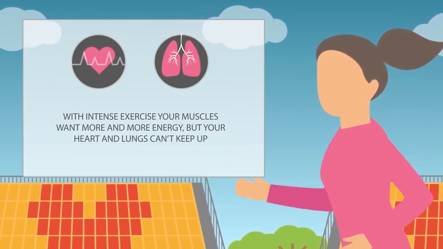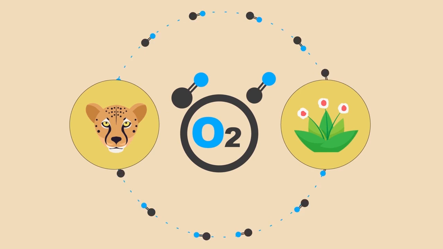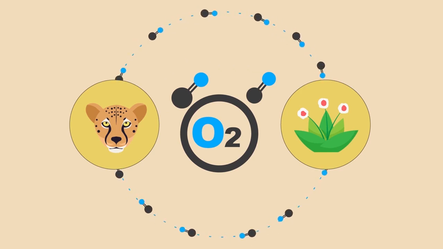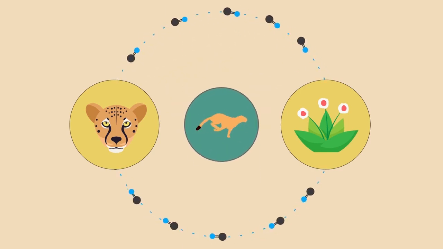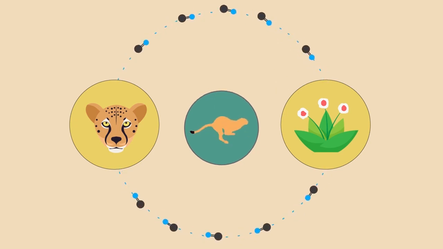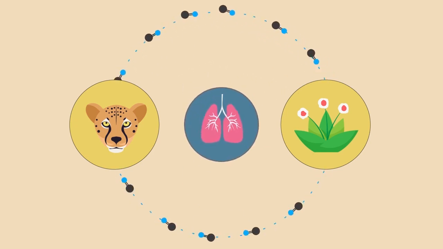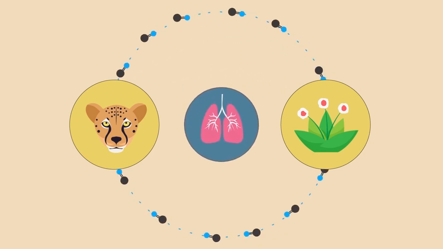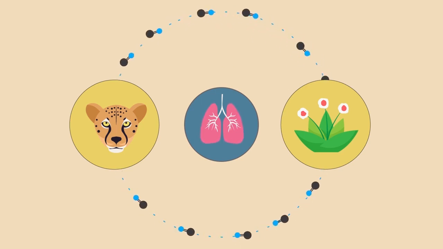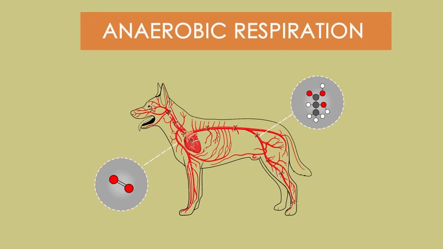No. Sometimes animals and plants can't get enough oxygen to respire aerobically, such as during intense exercise, but they still need to respire to survive. After all, everything relies on respiration for energy. Luckily, there's a backup plan: anaerobic respiration. In this video, we are going to look at anaerobic respiration in both animals and plants.